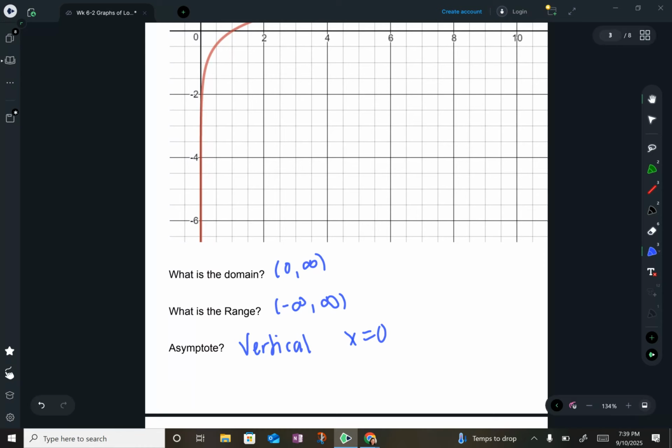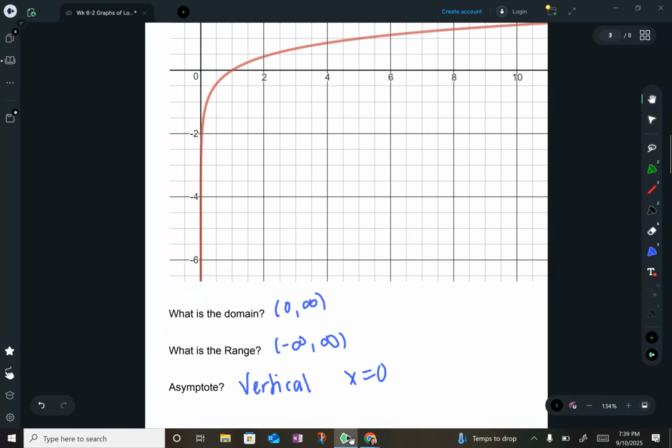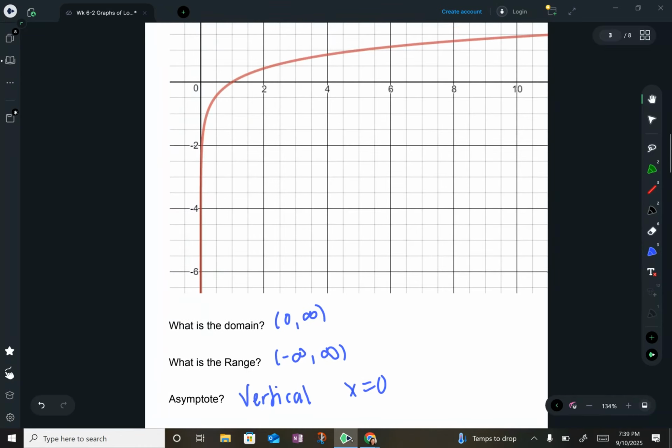And when we draw those in on a graph, lots of times we just use a dashed line. So let me just go ahead and draw that in. We use a dashed line for the asymptotes. We can just kind of draw that in.